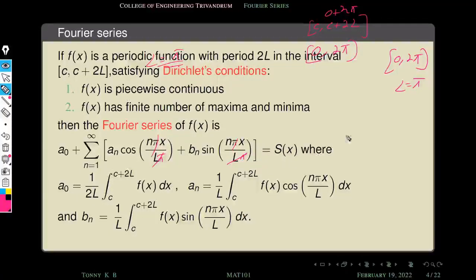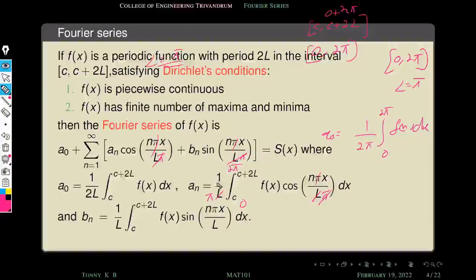And what about a naught? A naught is 1 by 2l. Here 2l is 2 pi. So 1 by 2 pi integral c to c plus 2l, that is 0 to 2 pi, right? And f of x dx. So this is our a naught. And similarly, what about a n? This becomes 1 by pi, integral 0 to 2 pi f of x cos n pi x by L. L is pi, right? So this becomes cos n x. Similarly, bn is equal to 1 by pi integral 0 to 2 pi f of x sin n pi x by pi, that is sin n x dx.